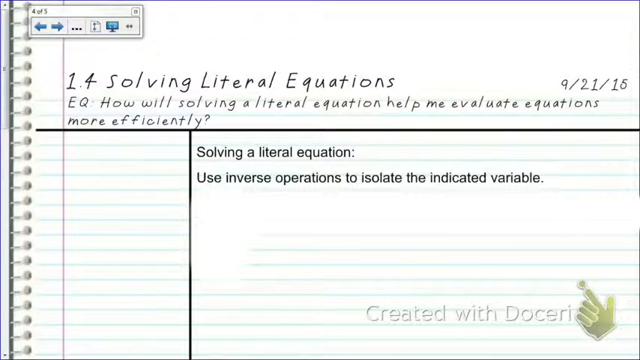Okay, guys, so for 1.4, we are solving literal equations. Your essential question is, how will solving a literal equation help me evaluate equations more efficiently? So the purpose of all of this is so that later we can evaluate equations efficiently.